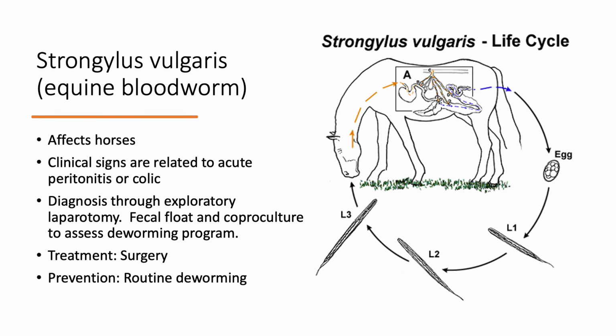And then sometimes we're going to find it through exploratory laparotomy. If we are performing surgery for colic, we may find that the mesenteric arteries are full of worms. So treatment is typically surgery, but we really want to prevent this with routine deworming. And when we talk about large animals, we'll talk about horse deworming protocols, which are frequent based on the region, to just deworm horses multiple times throughout the year so that we don't get these parasites.